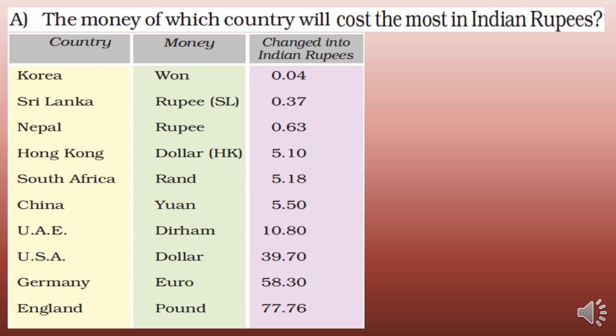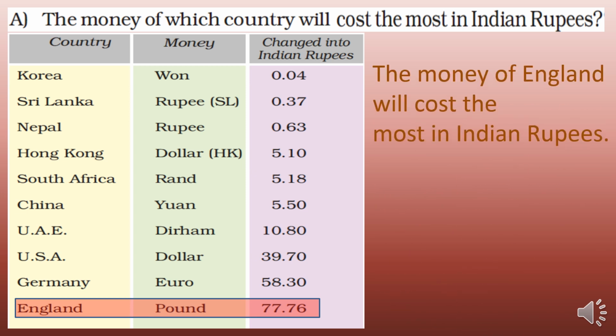Let us see question number 1. The money of which country will cost the most Indian rupees? Out of all the countries, you can see that England's pound is the strongest. If 1 England pound is changed into rupees, we can get 77 rupees and 76 paisa. So the money of England will cost the most in Indian rupees.